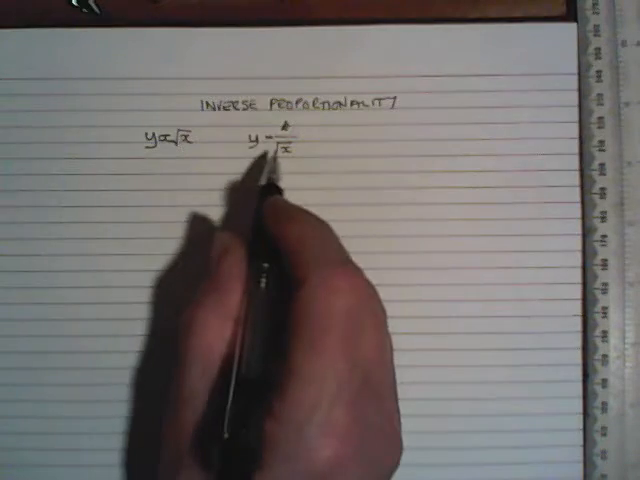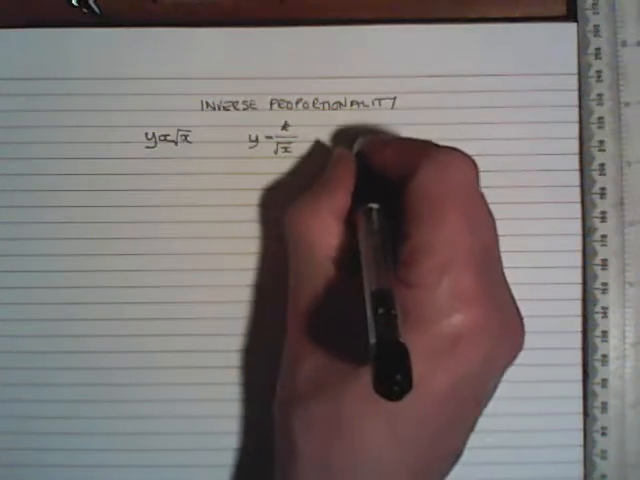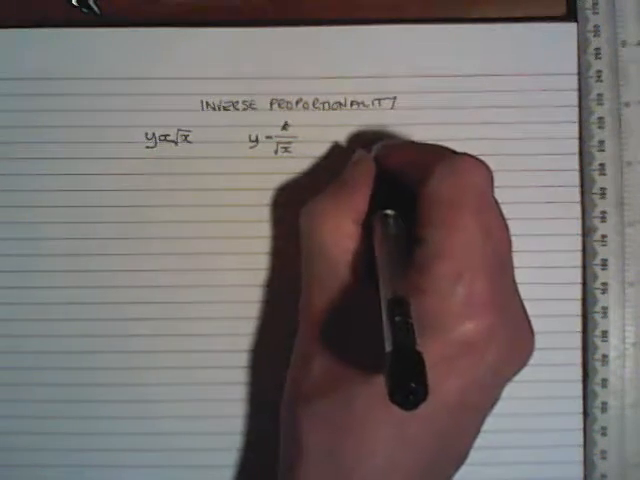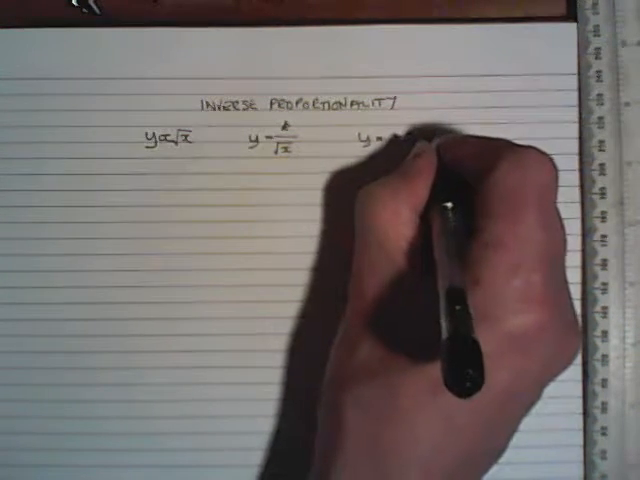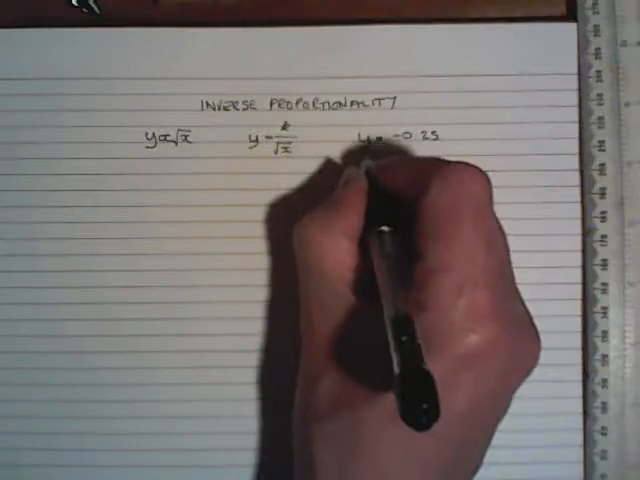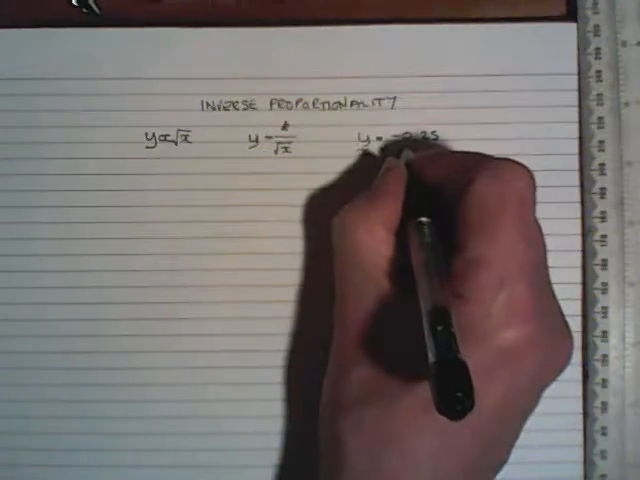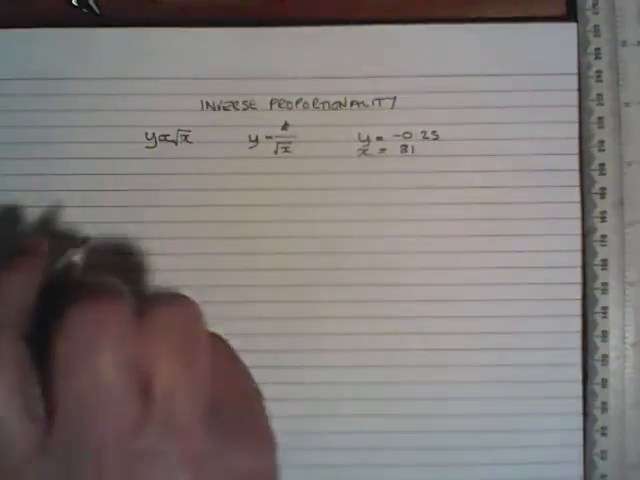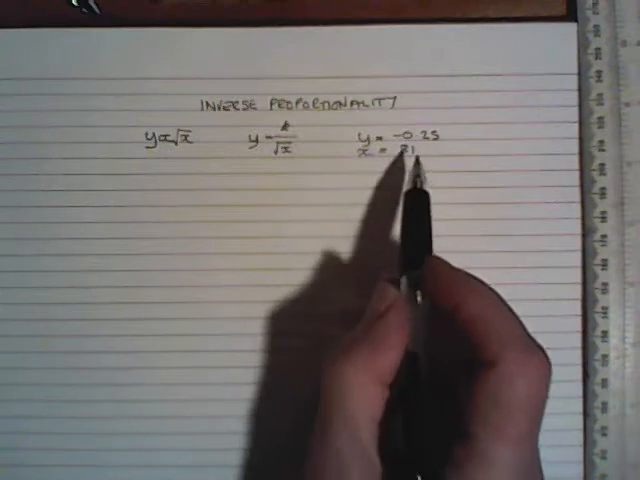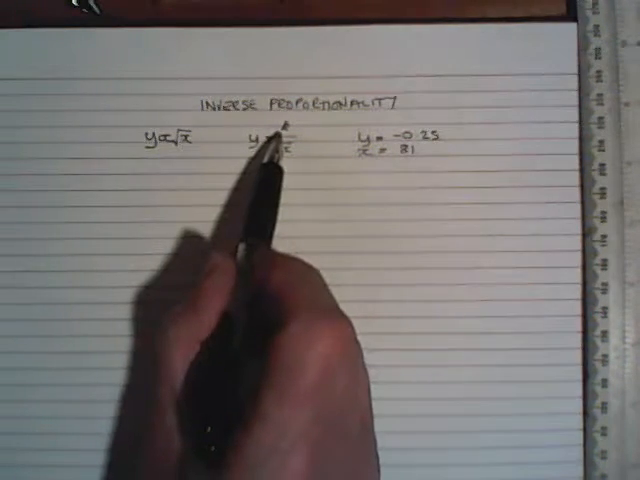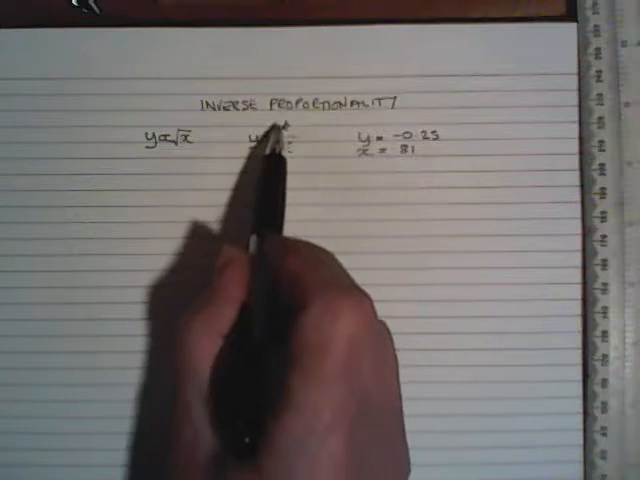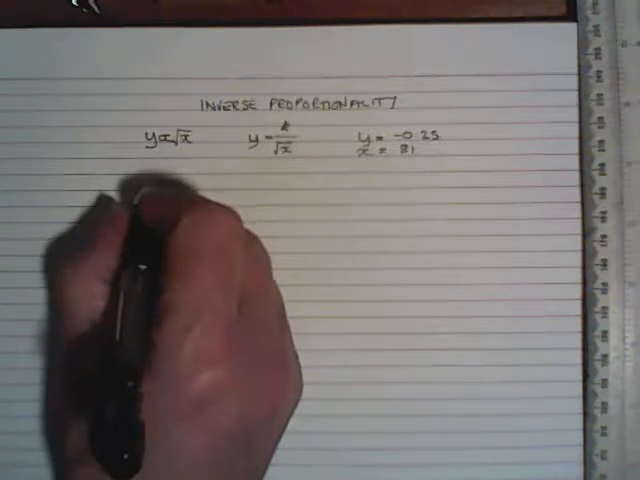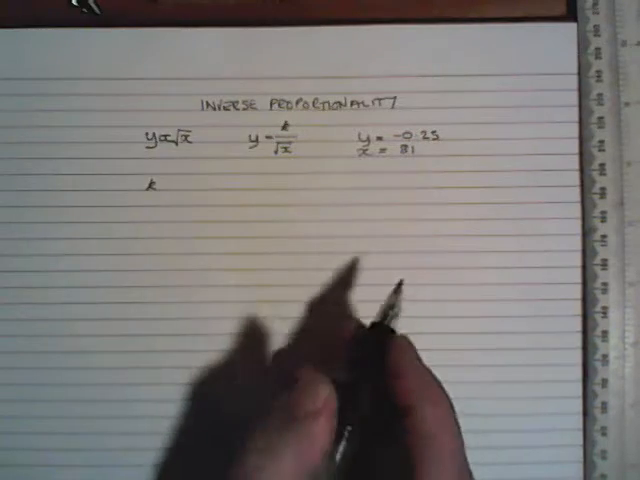Now we have some values we want to put in, and we know that in this particular case, y equals minus 0.25 and x equals 81. So we've got these two variables, and what we want to do is to use these two numbers to find out what the constant is. First thing we need to do, though, is to rearrange this so that the constant is the subject of the equation.